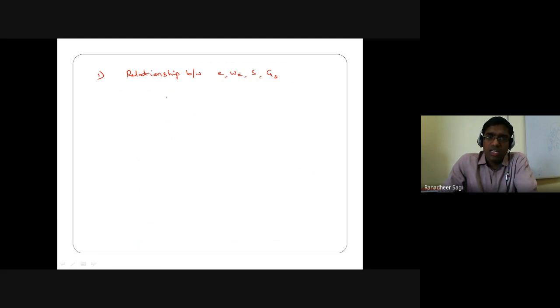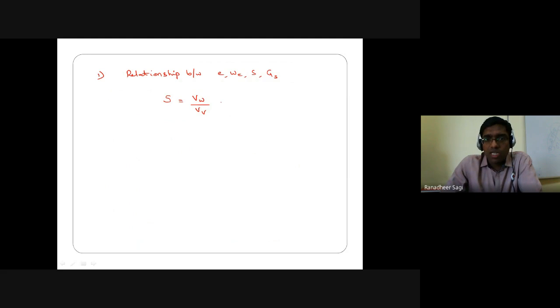So for deriving it, I'll start with my fundamentals, that is, with what is meant by degree of saturation. S indicates degree of saturation. So how do we define this degree of saturation? Degree of saturation is defined as the ratio of volume of water to volume of voids. So within the volume of voids, how much is the volume occupied by water? That ratio is what we define as degree of saturation.